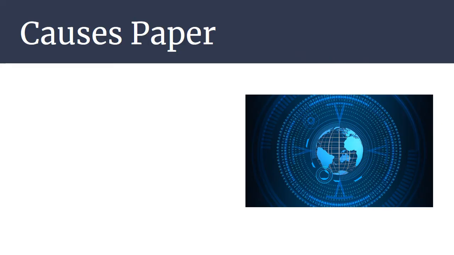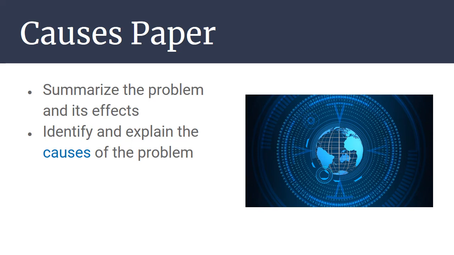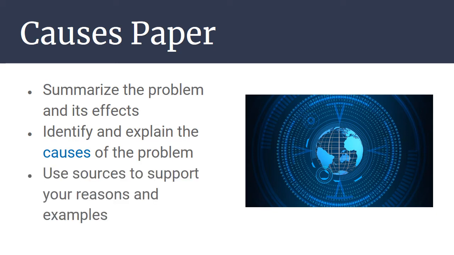This week, we want to shift now from talking about the negative effects of a problem to going back in time and trying to identify what created the problem in the first place. So we want to summarize the problem and its effects still, but that will be just as an introduction to the paper, maybe the first couple of paragraphs. The main paper is going to focus on identifying and explaining each of the causes of the problem. Where did the problem come from? What created the problem? And again, you'll use sources to support your reasons and examples and explanations of each of these causes.